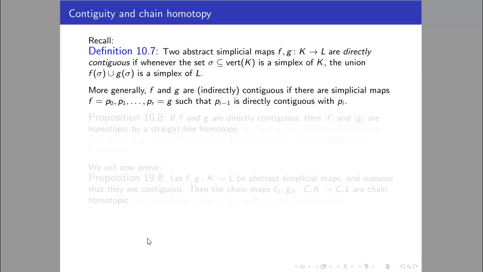More generally, that was for direct contiguity, and we also consider indirect contiguity. So we say that F and G are indirectly contiguous if we can make a chain of simplicial maps, P0, P1, P2, P3 up to PR, say, such that we start with F and the last one is G, and then for each adjacent pair, Pi and Pi minus 1 are directly contiguous.